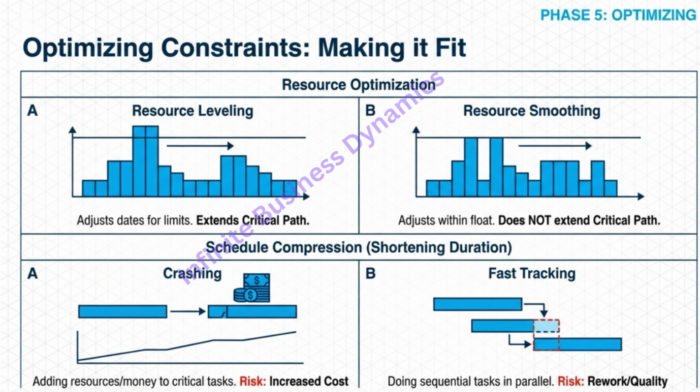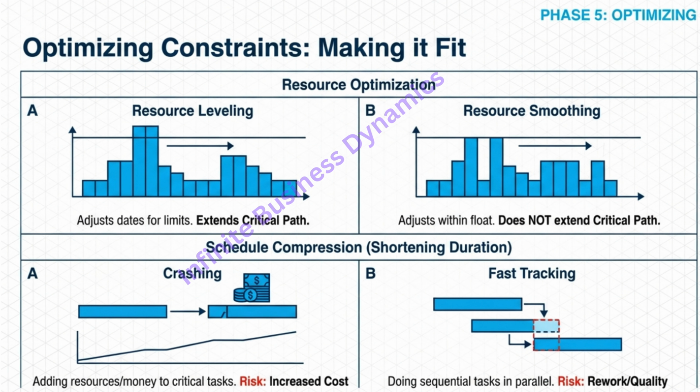Okay. And resource smoothing. Smoothing is deadline-driven. It says we cannot change the end date. So it looks for tasks that have float, that wiggle room we talked about, and it just nudges them around to balance the workload. It fills in the valleys and shaves off the peaks, but strictly within the existing time limit. So smoothing is safe for the schedule, but leveling is safer for the sanity of your employees. Ideally, yes. But sometimes you have to level, and then you have to deal with the delay.